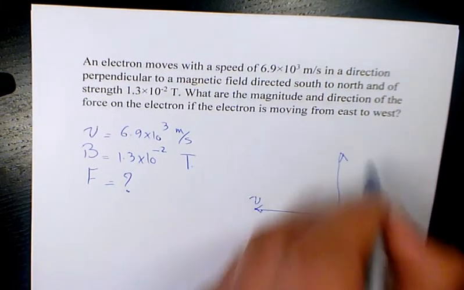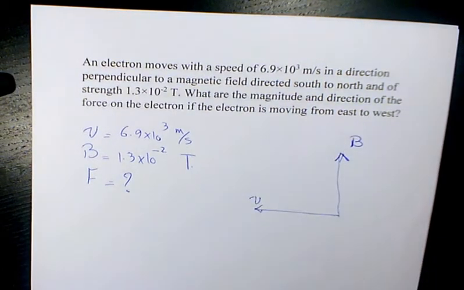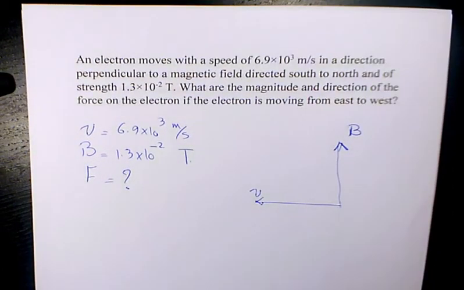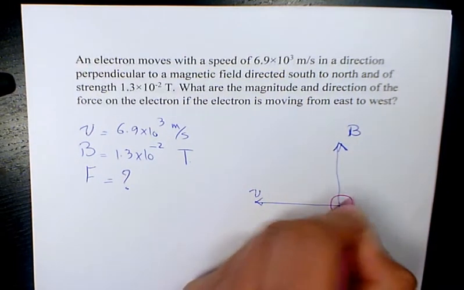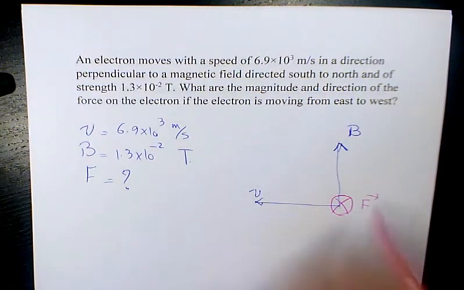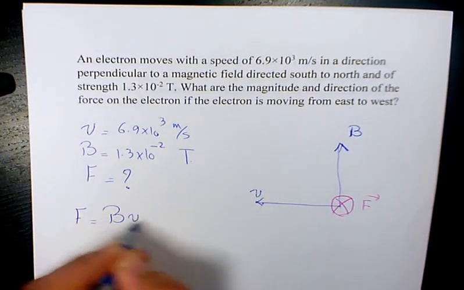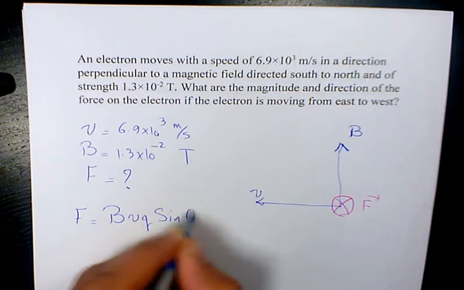That's the velocity. This is the direction of B. So if we have the thumb going toward the left and four fingers toward north, then the palm of your right hand is showing into the page. So this is the direction of the magnetic force. To find the magnitude, it's going to be BVQ sine theta.